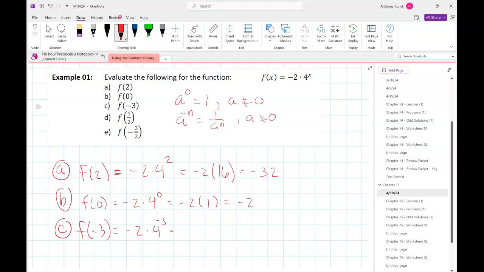Makes a reciprocal, right? It makes a reciprocal. 4 to the 3rd is 64. What do I get when I multiply 2 by 1 over 64? Great. So we just reduce, right? So far, so good?